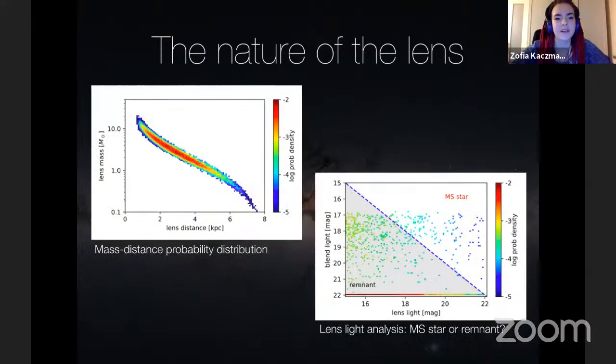Also, when we are able to tell the distance of the lens, the mass of the lens, we can say, okay, if it's a main sequence star of this mass located at this distance, it should give us this amount of light. And we could check whether we actually see it, whether we see this light blended with the light of the source. If yes, if it's consistent with these assumptions, it is a main sequence star. If not, it might be a remnant, a black hole, a neutron star. So that has been a great tool for OGLE data, and what we are doing now is we are moving to the application to Gaia data.